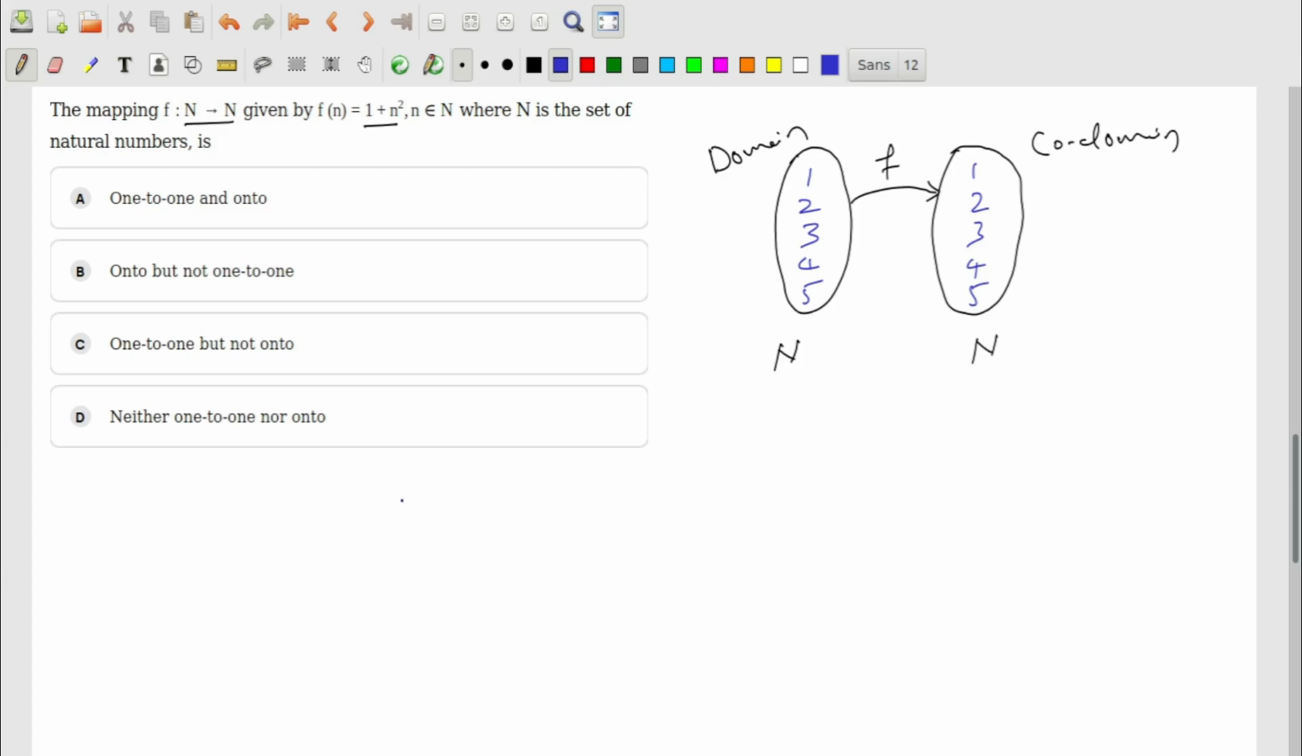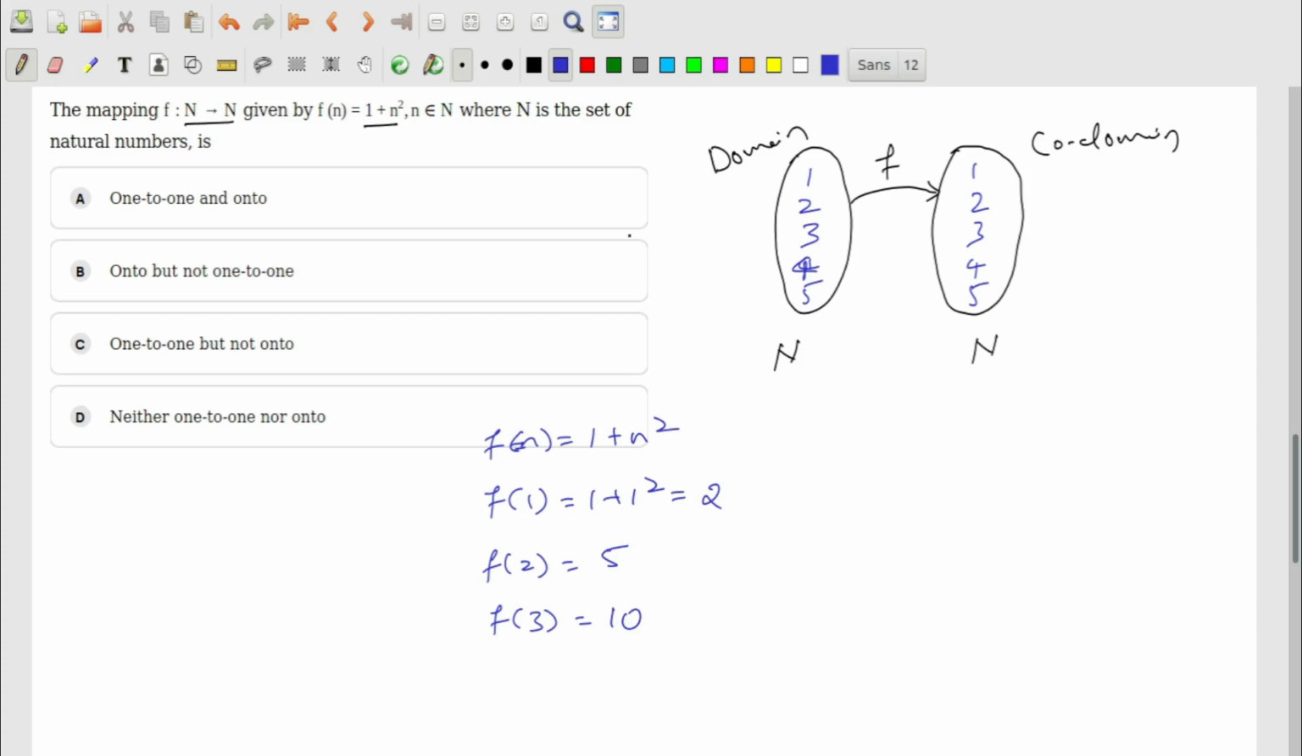Again, don't go for the conventional method, just take some numbers. For example, the function f of n is 1 plus n square, right? So then what is f of 1? f of 1 is 1 plus 1 square, that is 2. And what about f of 2? That is 1 plus 2 square, 5. And f of 3, 1 plus 3 square, that is 10, right?